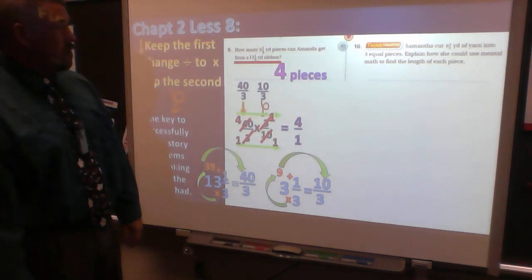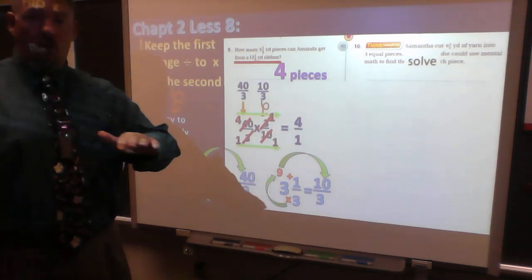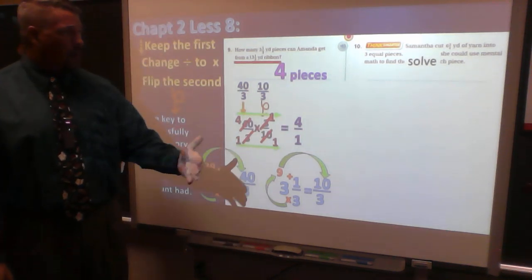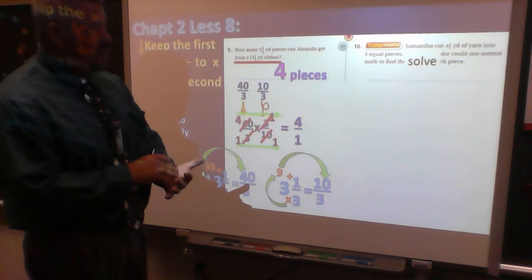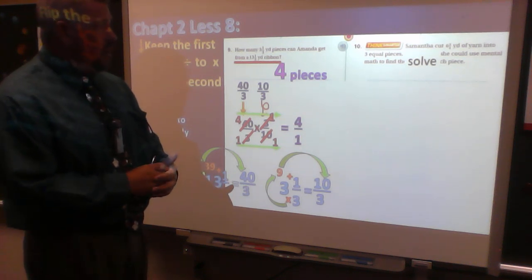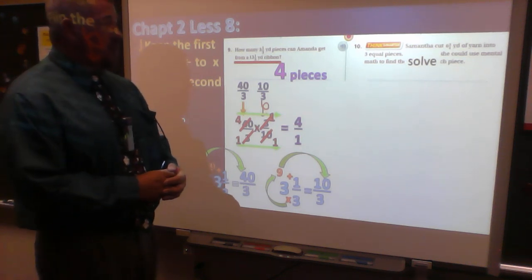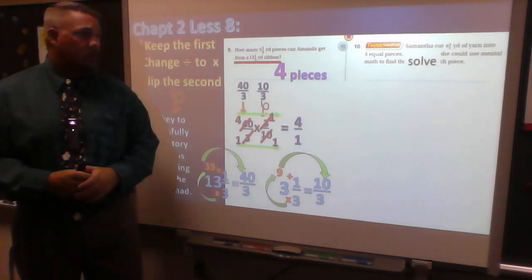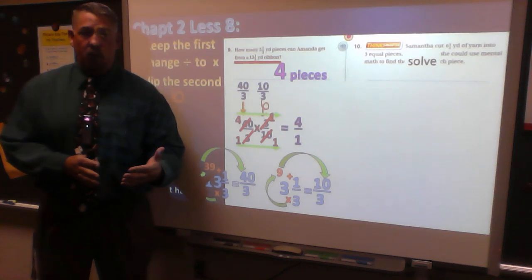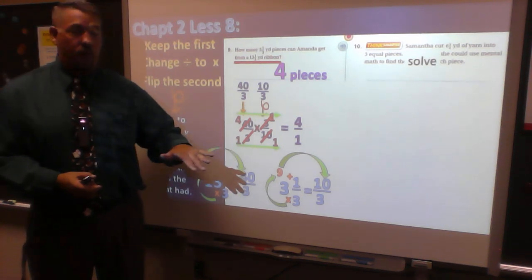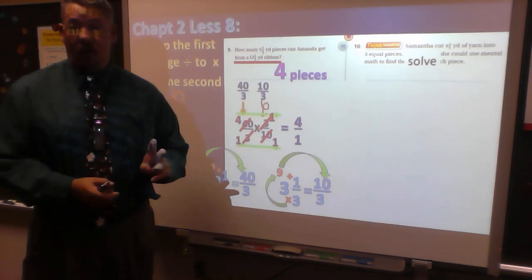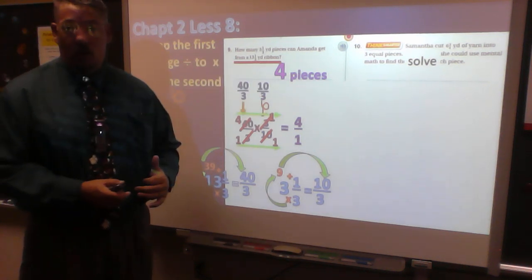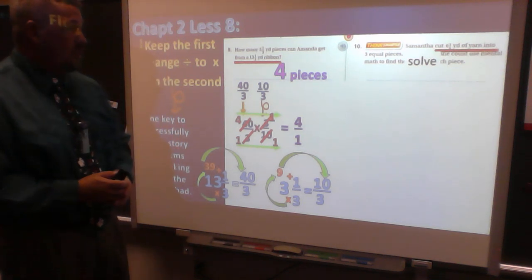Okay. So now on 10, once again, we're just going to solve for it. We're not going to be doing the explaining. It's just building up muscle memory. It says Samantha cut 6 3/4 yards of yarn into 3 equal pieces. She could use mental math to find, or how could she use? Okay, so if I don't want to estimate, which we don't, then I'm just going to solve. And these happen to be listed in the right order, and I know that because she has 6 3/4 yards. So therefore, I'm going to start with my 6 3/4.